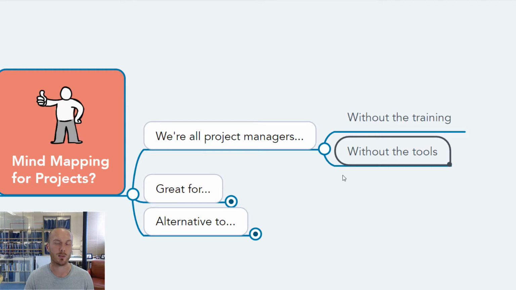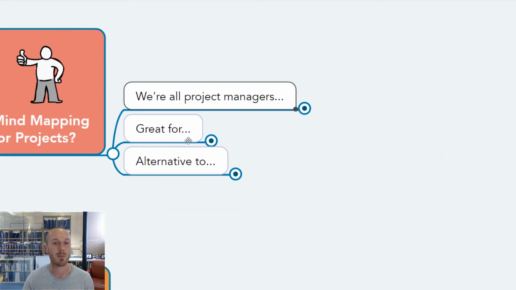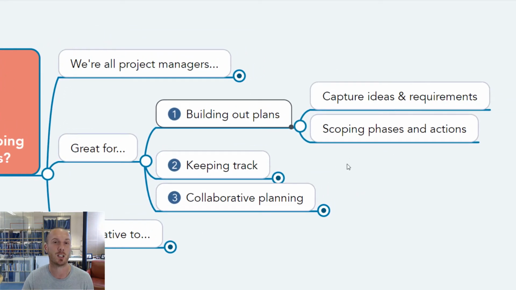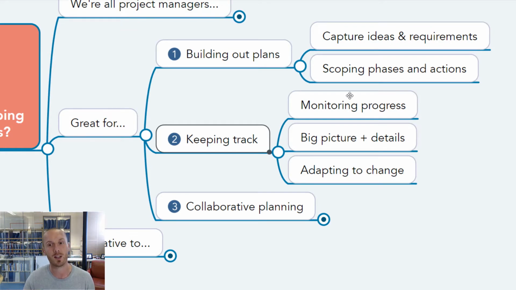This is where mind mapping software is really going to help you a lot in terms of taking control and giving you somewhere that can help you manage projects, but without the need for these big heavyweight project management tools. Mind mapping software like MindMeister is great for building out the planning at the early stages of your project, capturing the ideas and the requirements and scoping out the phases and the sequences and the actions that need to happen.